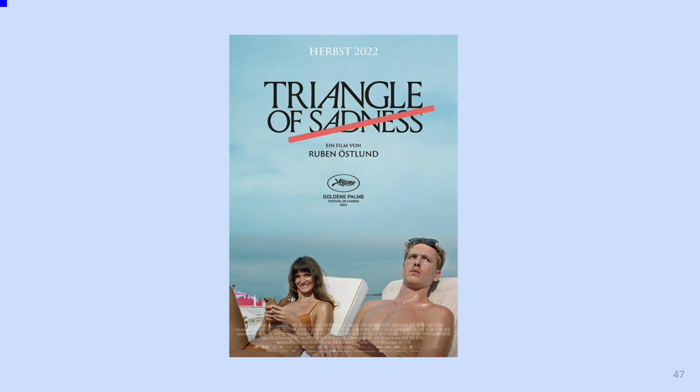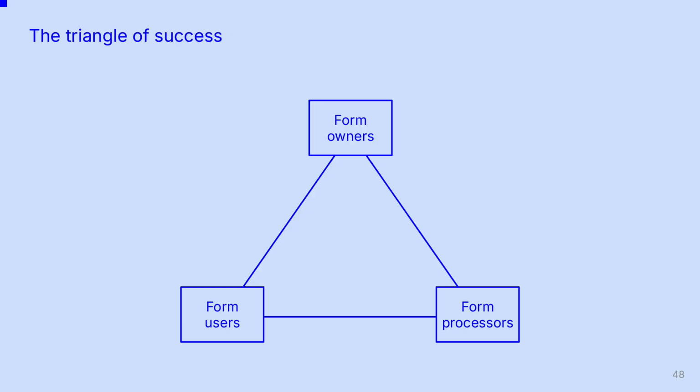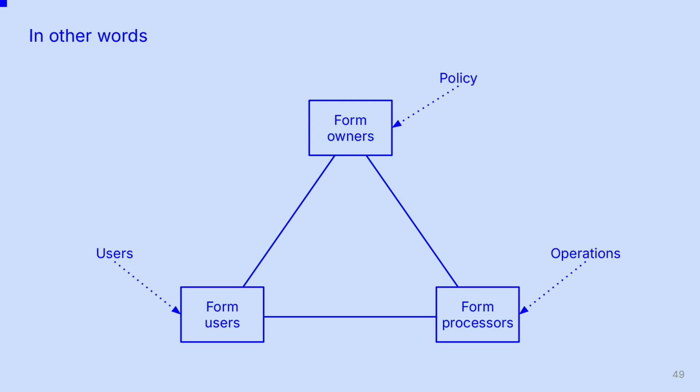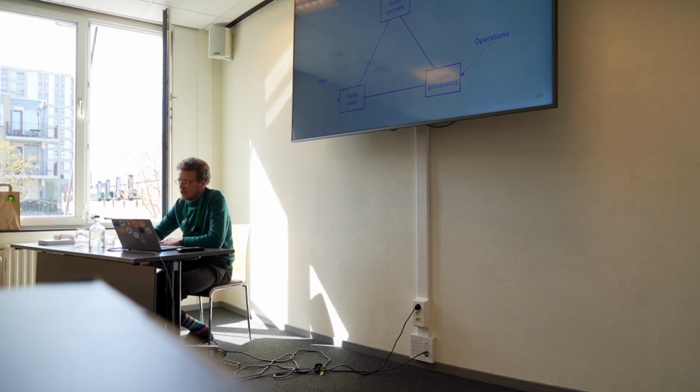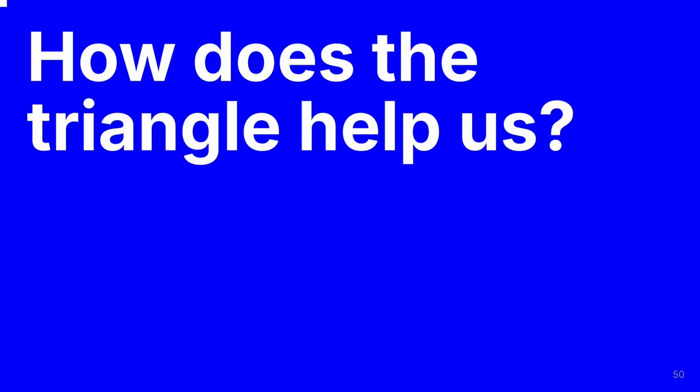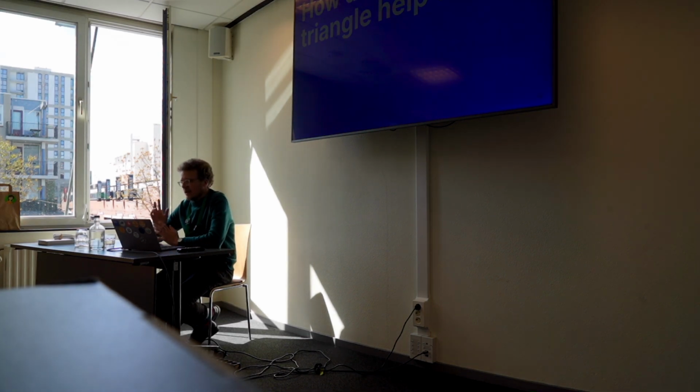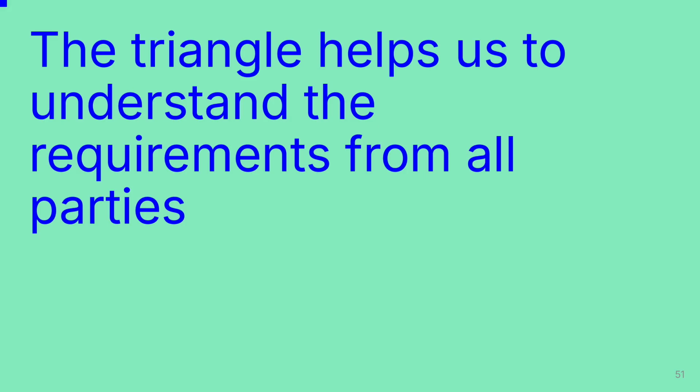So this is what we call the triangle of success, if you connect those dots. In other words, this is policy, operations, and users. And I think this is, in a way, straightforward. But the question is, how does the triangle actually help us? I think the triangle helps us to understand, first of all, the requirements of all those different parties.